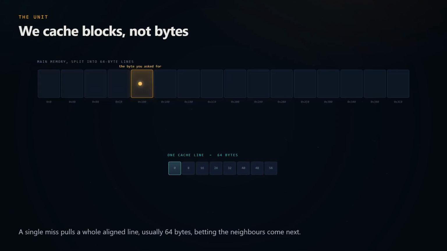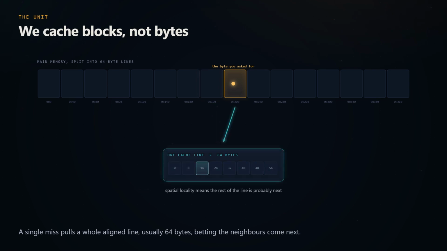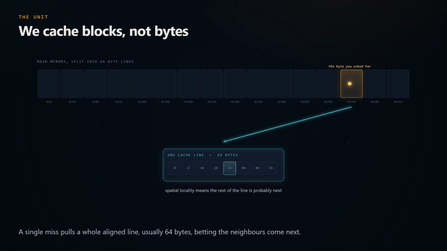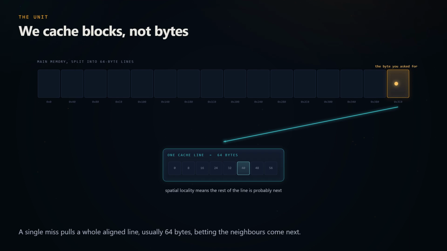So the cache never deals in single bytes. It works in blocks, called cache lines, usually 64 bytes each. When you miss on one byte, the cache pulls in the whole aligned line around it. That is spatial locality cashed in. You already paid for one slow trip to memory, so you bring back a whole neighborhood, betting the next few accesses are already in hand.